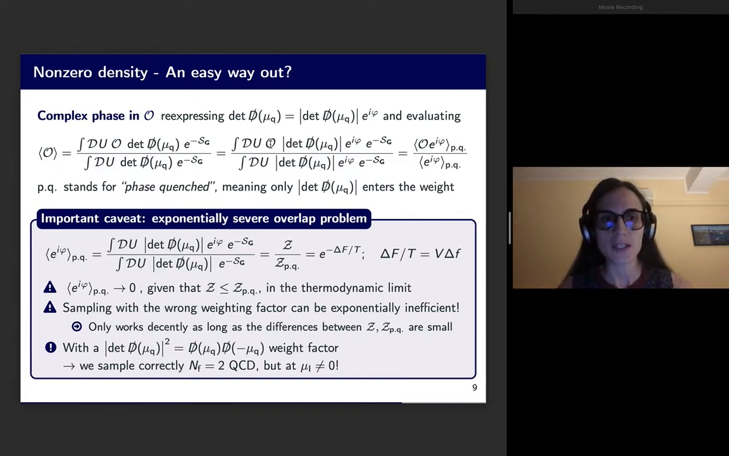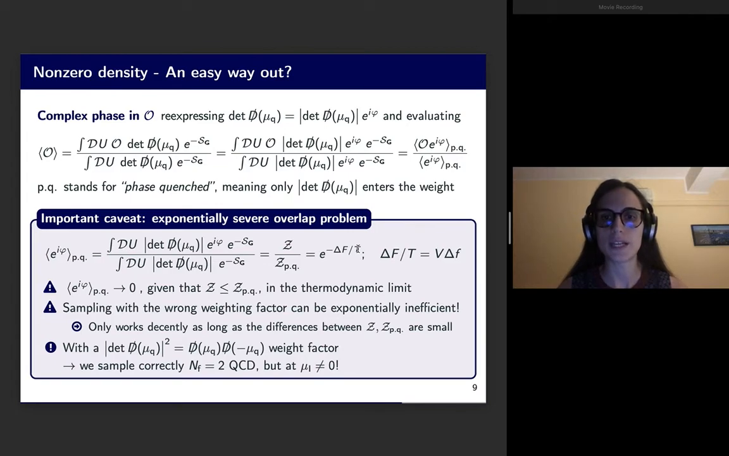And while that sounds very reasonable, I must warn you that there is an important caveat to this approach, which comes in the form of an exponentially severe overlap problem, which is easily understood if you look at the expectation value of the phase over the phase quenched ensemble. And you work out the corresponding expression to be nothing but the ratio of the original, full partition function by the phase quenched partition function, which in turn can be written as the exponential of minus delta F, the variation in the free energy, over the temperature.